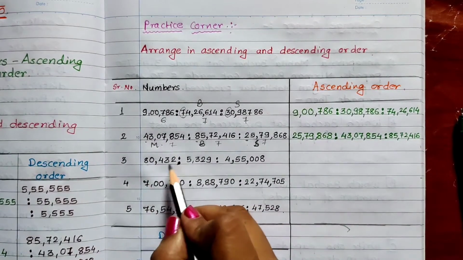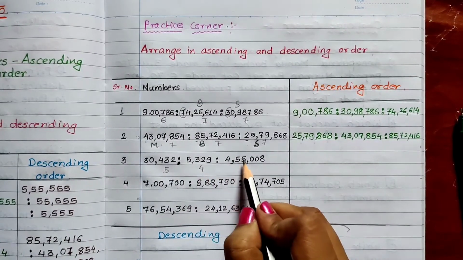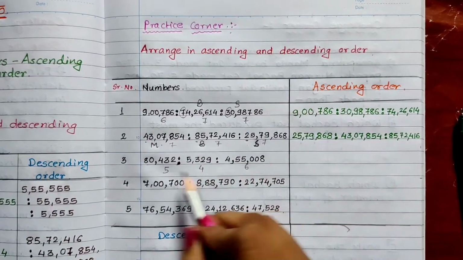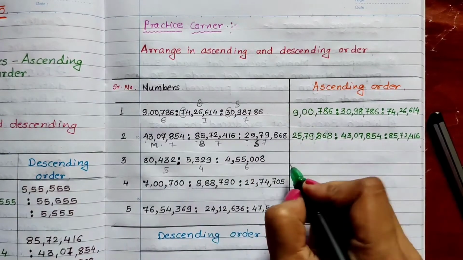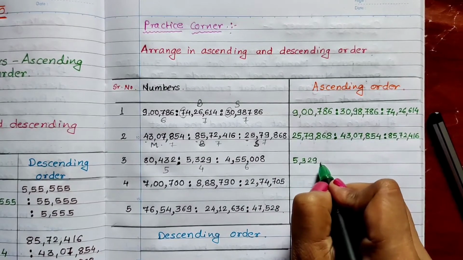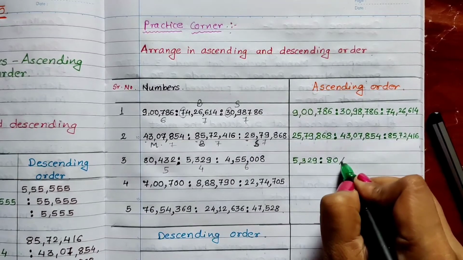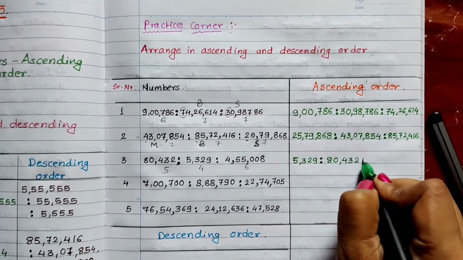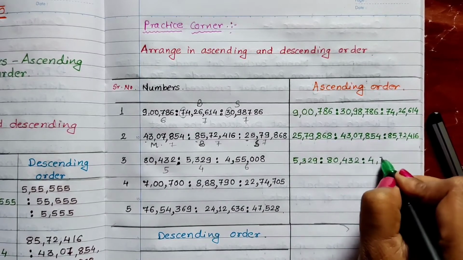1 2 3 4 5 digits are there. 1 2 3 4 digits are there. 1 2 3 4 5 6 digits are there. So depending on the number of digits we can write. The 4-digit number will be the smallest, 5,329. Then the number having 5 digits will be the middle number, 80,432. Then the number having 6 digits will be the biggest number now.